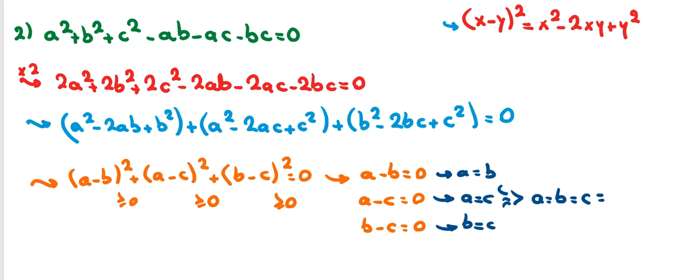So a equals b equals c can be 3, 2, 1, 0. No, because we have already counted 0, and -1, -2, and -3. So we found 1, 2, 3, 4, 5, 6 other answers for this problem.